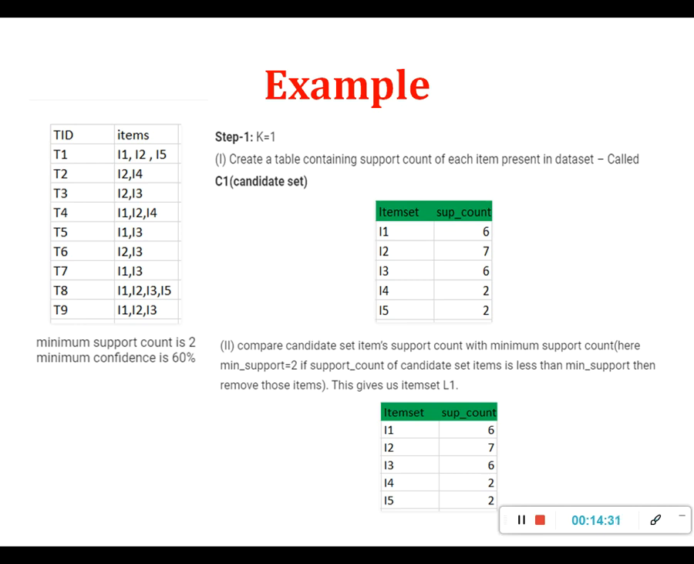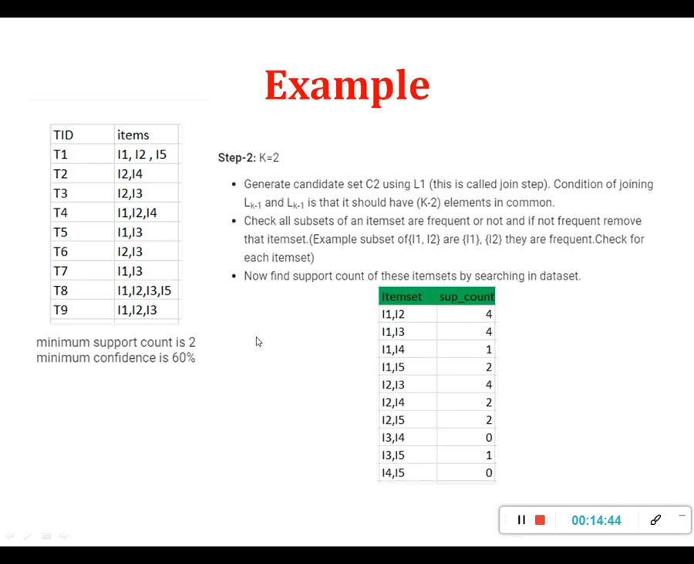L1 is nothing but the list of frequent items only, which have satisfied the condition that the frequency count of that item should be greater than minimum support. So in this way we are done with step 1. Now step number 2. Now our k is incremented. Now k is 2. So we are generating a candidate set again, which I am now calling C2.